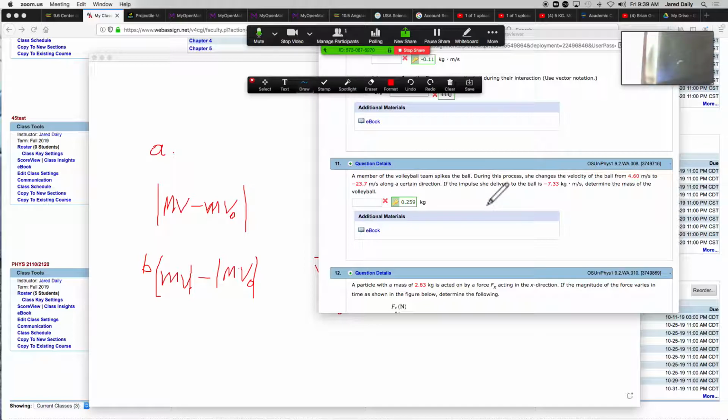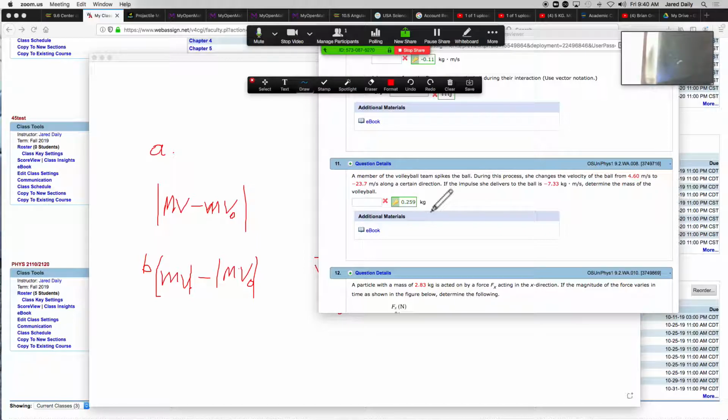Yeah, volleyball. Sorry, my brain's totally shot. Okay. Spiking the ball changes the velocity from 4.6 meters per second to negative 23.7. Holy crap. I want to recruit this volleyball player. I don't think there's a professional woman volleyball player that can hit that hard on the planet today. There are a couple of men that can, but not many women. But it's pretty amazing.